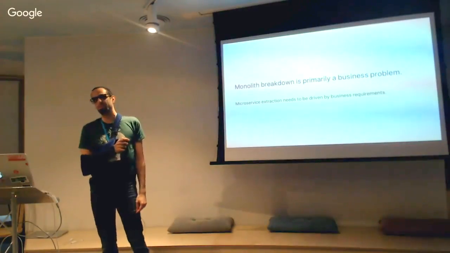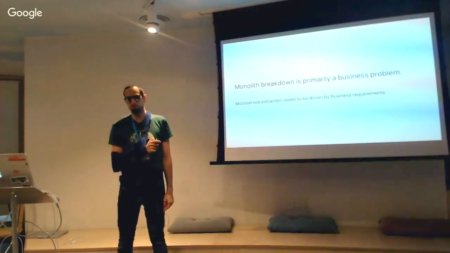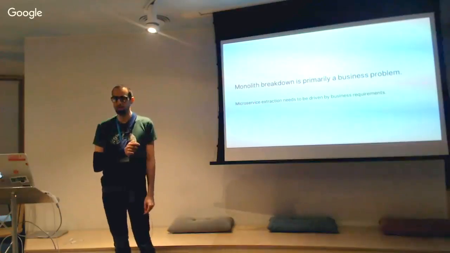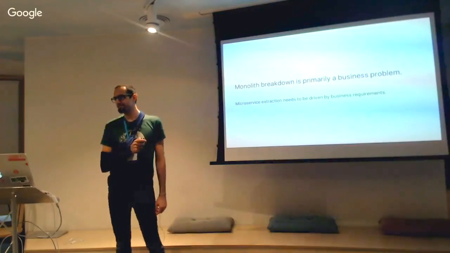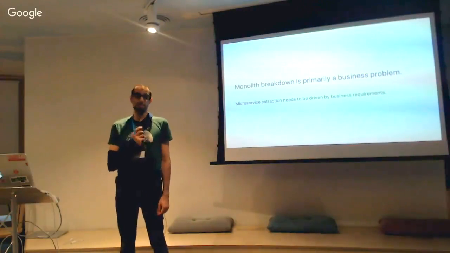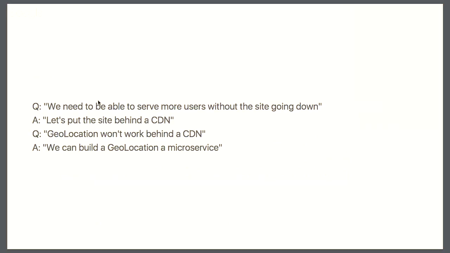So I've come up with a few guidelines for myself. Some of them are emotional support guidelines. Some of them are more helpful. So microservice extraction is driven by business requirements, right? So for example, we need to be able to serve more users without the site going down, right? That'd be nice, right? Okay, let's put the site behind a CDN. Yeah, geolocation doesn't work if you put it behind a CDN. Well, we can build a geolocation microservice, right? That's the business goals driving the actual service extraction, right? Makes a lot of sense.